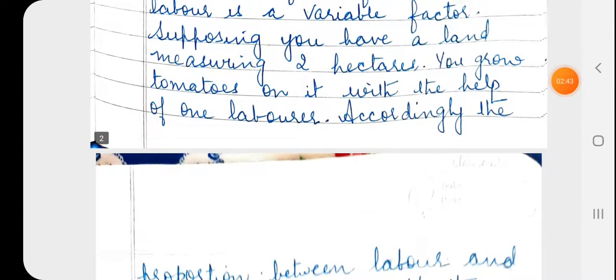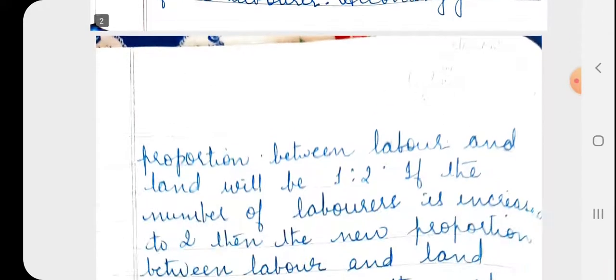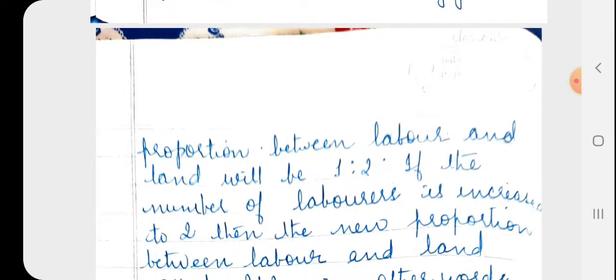You have 2 hectares of land, and you grow some potato, tomato, whatever it is on it, with the help of one laborer. 2 hectares of land was available to the one labor earlier in the initial stage. The ratio between labor and land is 1:2. On one piece of land, one labor is employed. The quantity of land is 2 hectares, and one labor is employed.